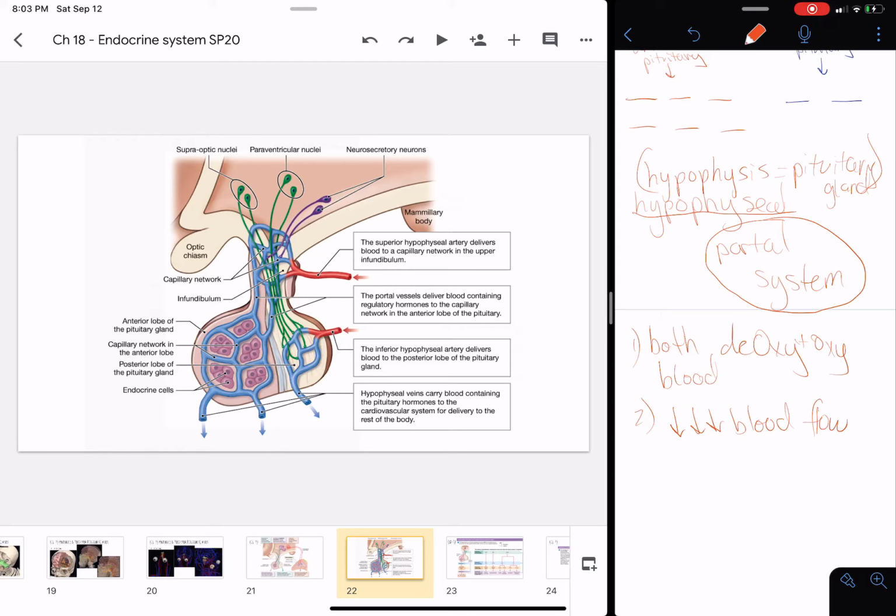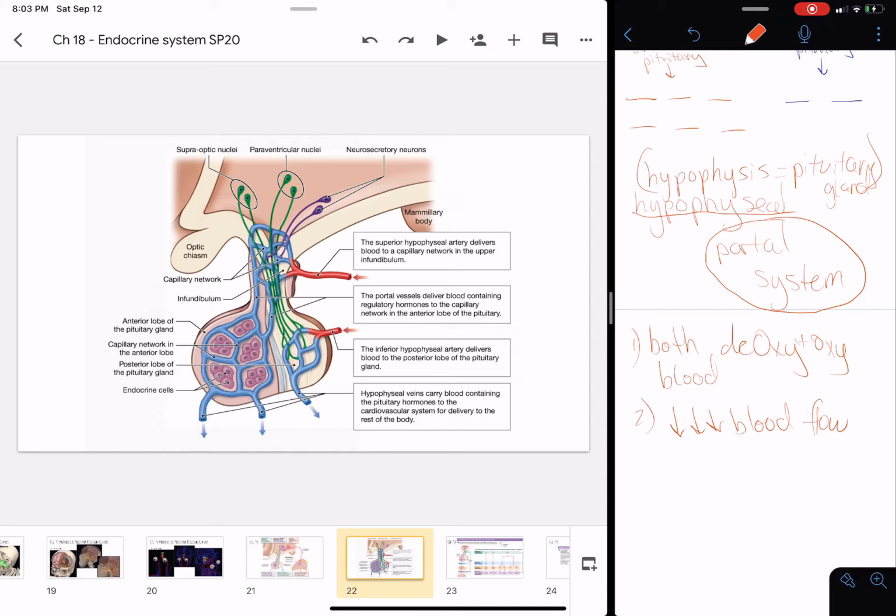So the hypothalamus will dump hormones into the superior capillary bed and then dump it into the inferior capillary bed, and then the capillary bed next to the anterior lobe will dump those hormones into the anterior pituitary cells, and then those cells will respond by making another hormone, and then those eventually exit and travel through the rest of the bloodstream.